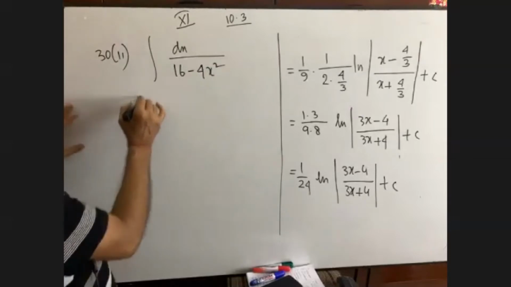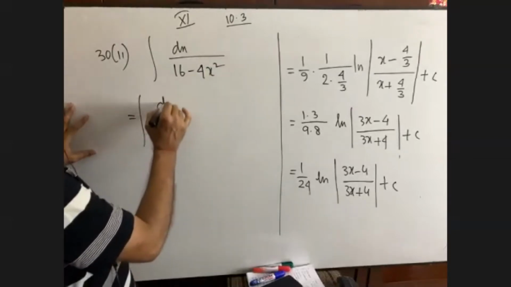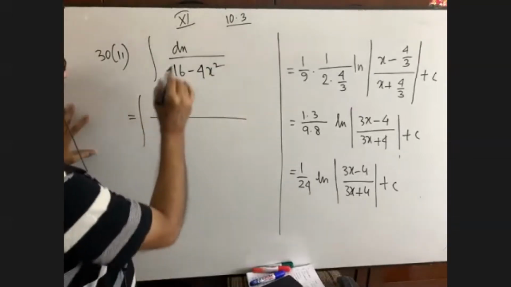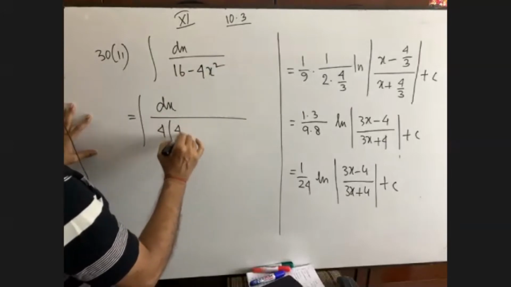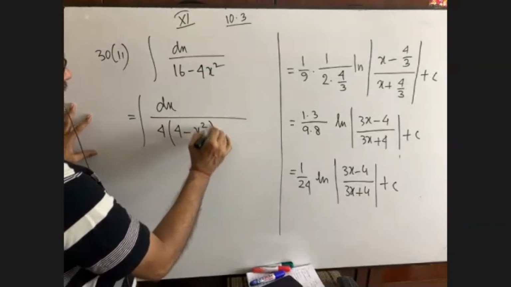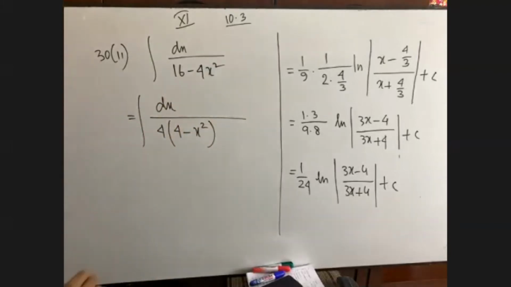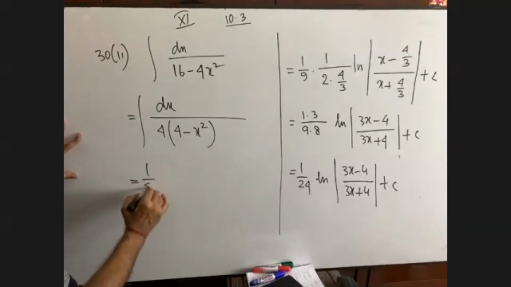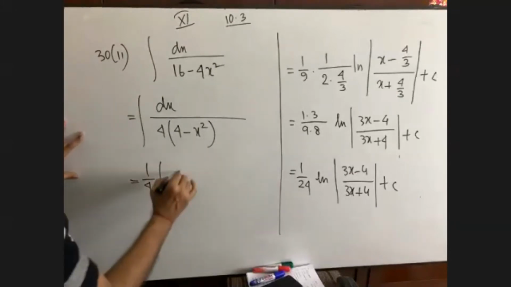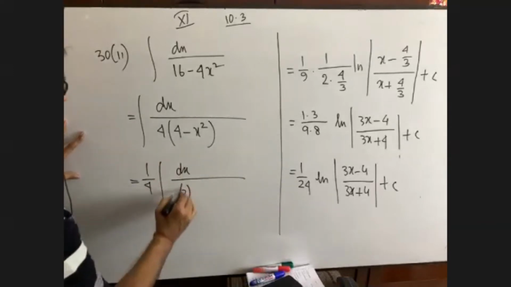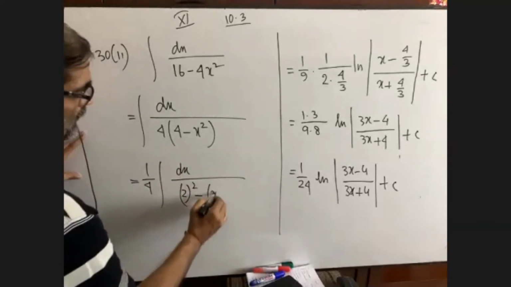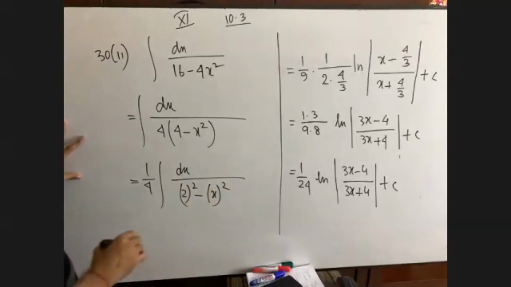We'll continue doing the maths. Dx by, what will you do? We will take 4 common. That is 4 minus x square. Is it? Good. That means 1 by 4 dx by 2 square minus x square. Now let me know what is the formula.